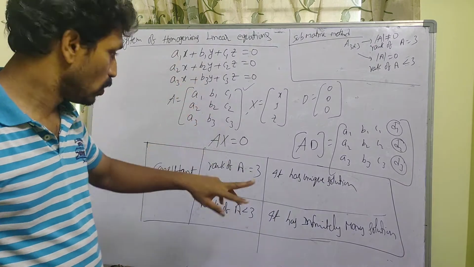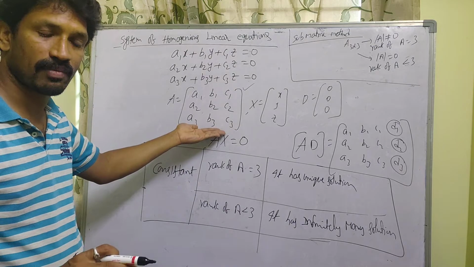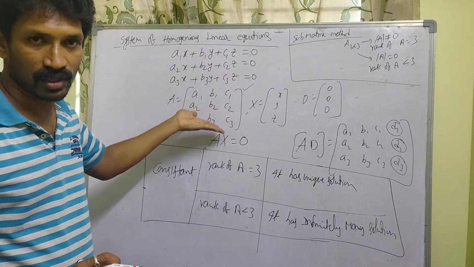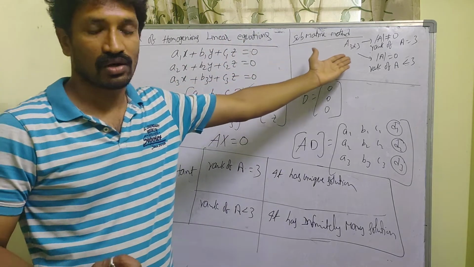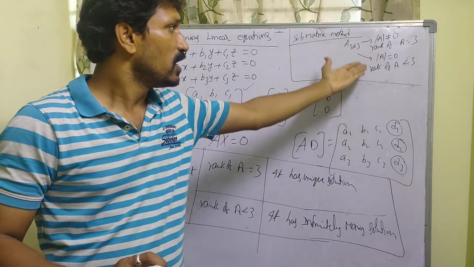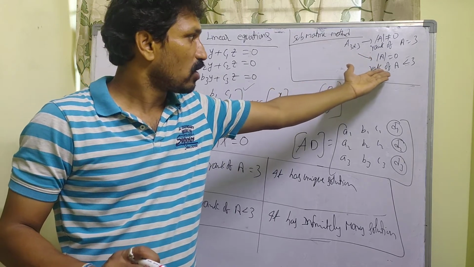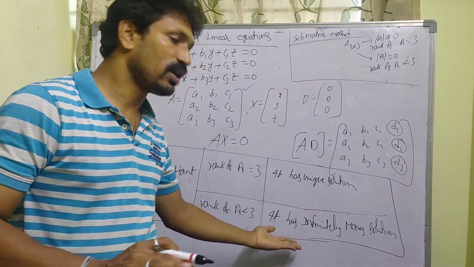So two ways you can go. You can go through echelon form, no problem. Only take the coefficient matrix and go through echelon form. That is one method. Another method is this one. Directly you go for determinant of A. If determinant of A is not equal to 0, rank of A is equal to 3, then it has a unique solution. Determinant of A is equal to 0, then rank of A is less than 3, then it has infinitely many solutions.